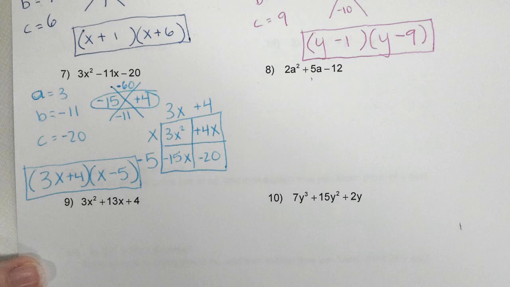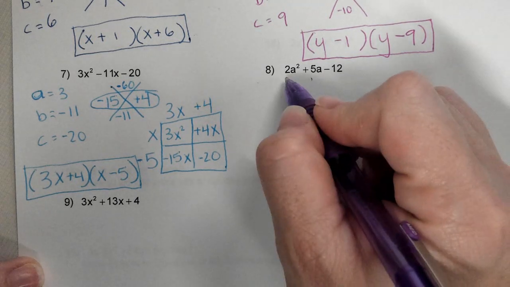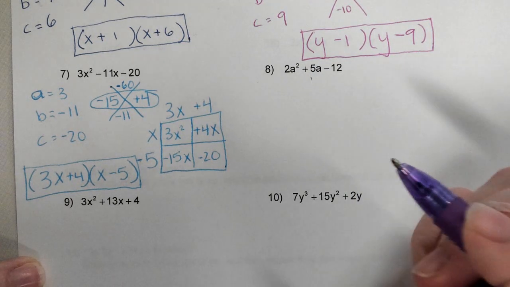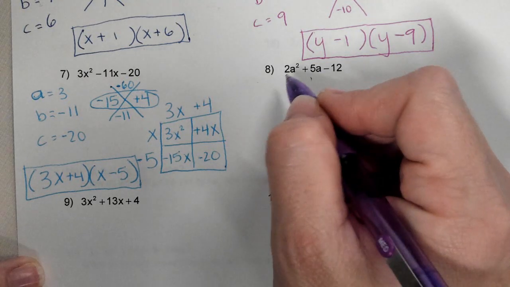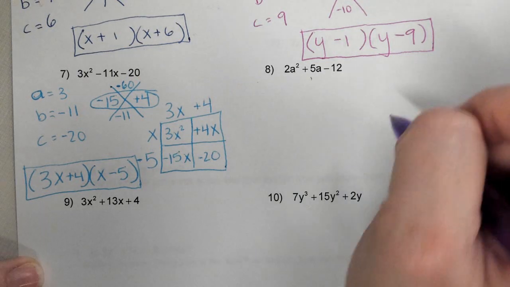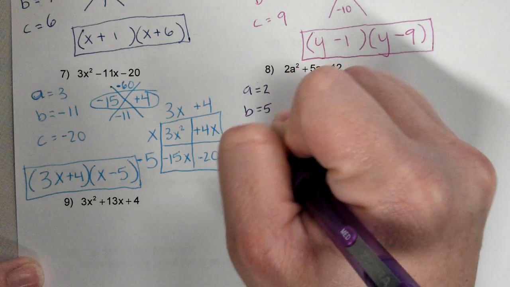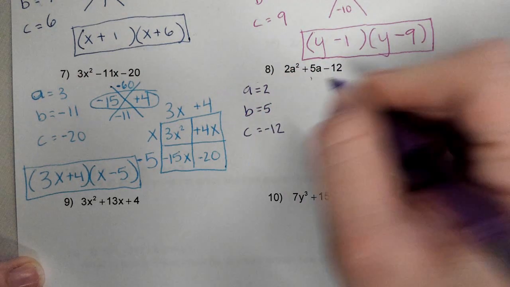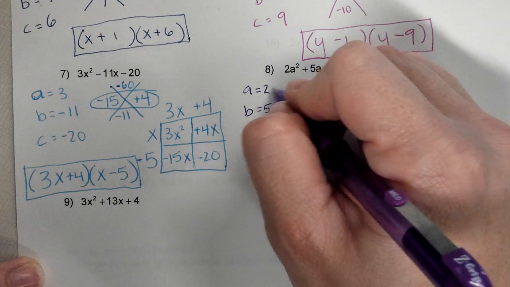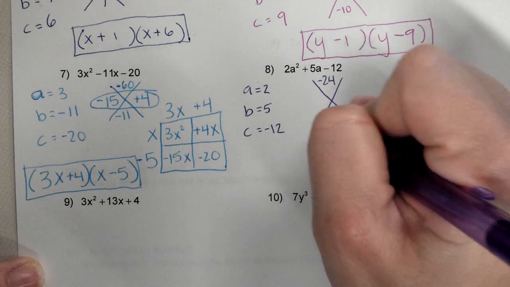So number 8. Again, it's in order. 2 doesn't go into 5. 2 does go into 12, but it didn't go into 5, so we're 2. The only other thing is 1. It is in order, so let's just get started. A is 2, B is 5, C is negative 12. A times C is negative 24, B is 5.